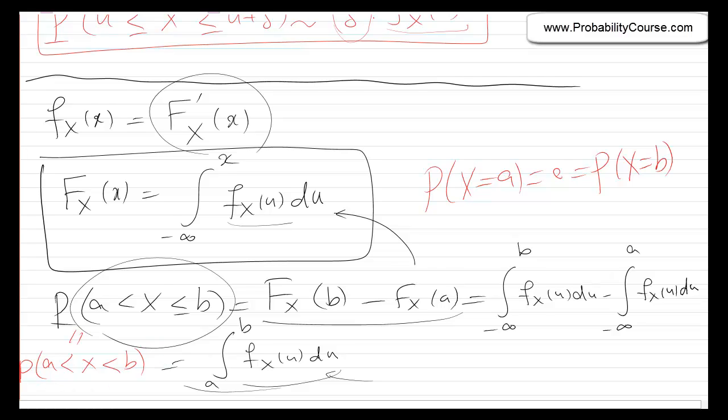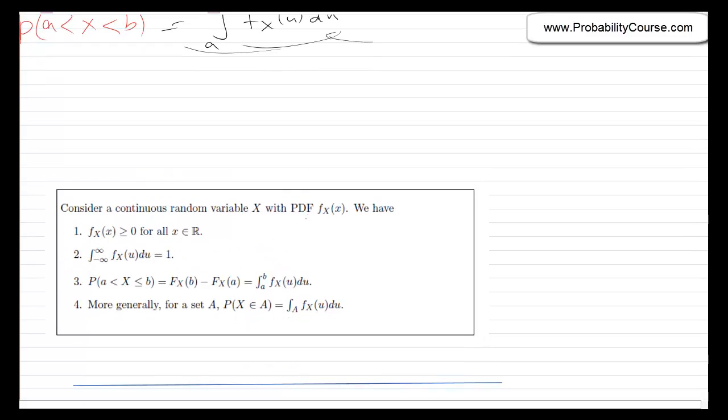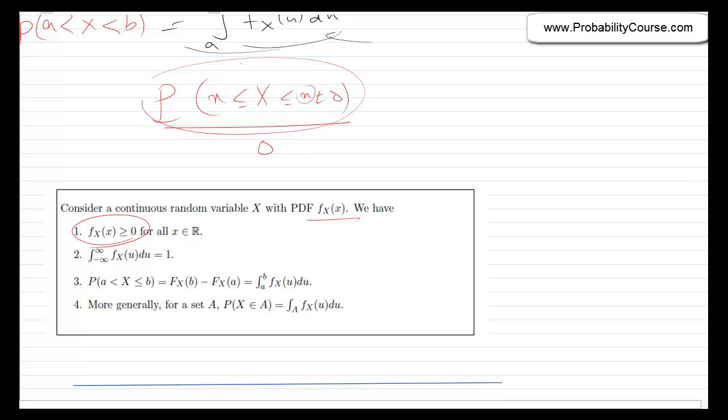Okay, so let me summarize the properties of the PDF. The PDF is always positive. Remember, it was the limit of the probability that x is between x and x plus delta, divided by delta. Delta is positive, and probability is also positive, so this limit is also going to be positive. It can be 0 at some points, but it cannot be negative. So that's the first property. Now, if I integrate from minus infinity to plus infinity, what do I get?